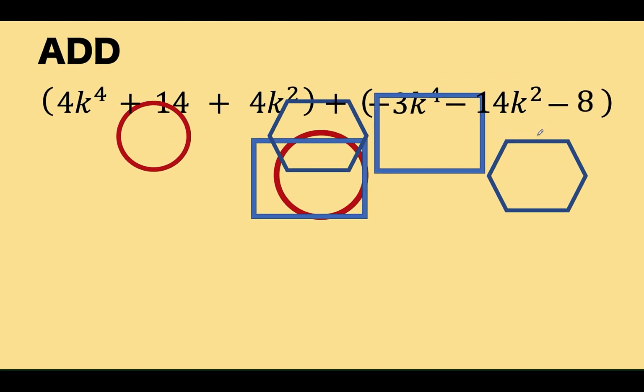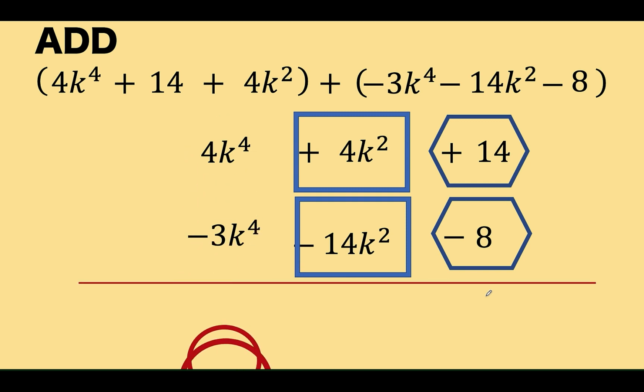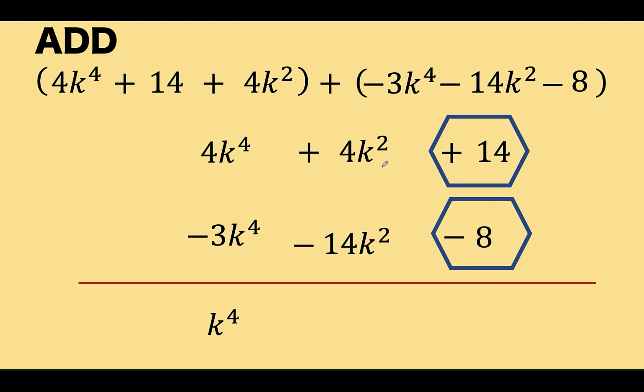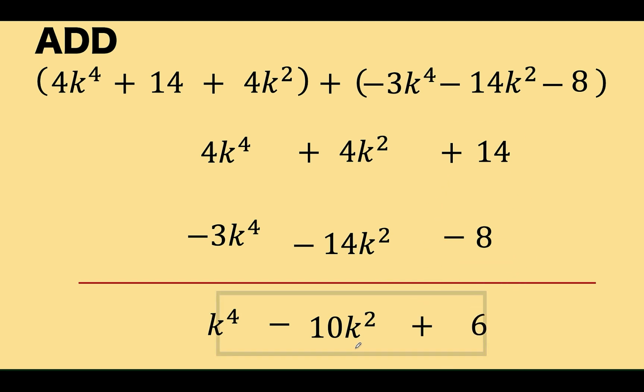So we are going to combine the like terms. So they are now grouped together by shapes. The circles are like terms, the rectangles are like terms, and the hexagons are also like terms. So 4k to the fourth minus 3k to the fourth is equal to 1k to the fourth. 4k squared minus 14k squared is negative 10k squared. You can think of this as you have an income of 4, but your expenses is 14, so you are still negative, that is negative 10. And then copy the common literal coefficients k squared. Then 14 minus 8 is equal to 6. This is now our answer.